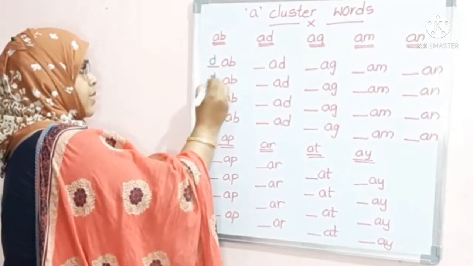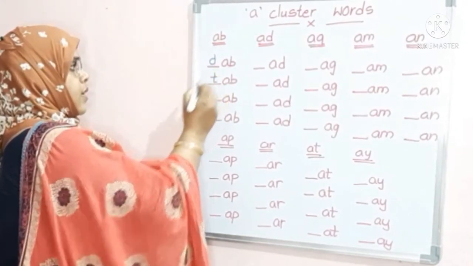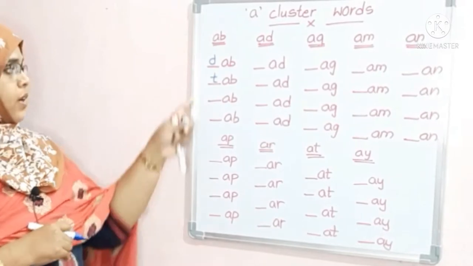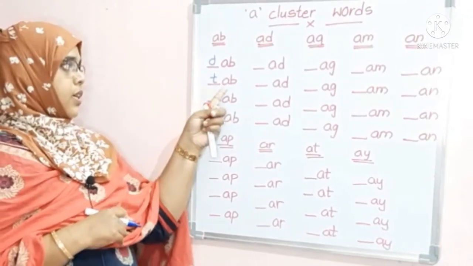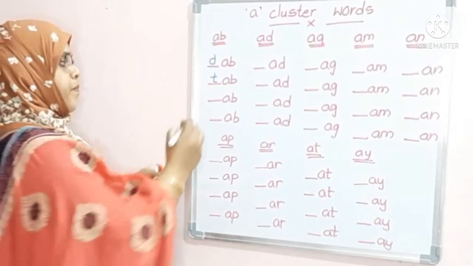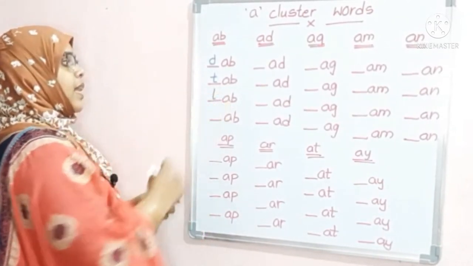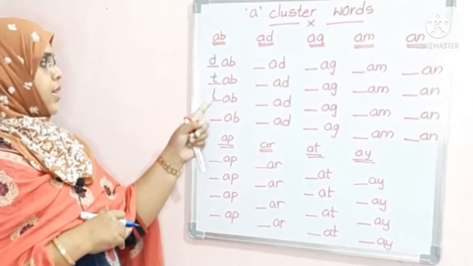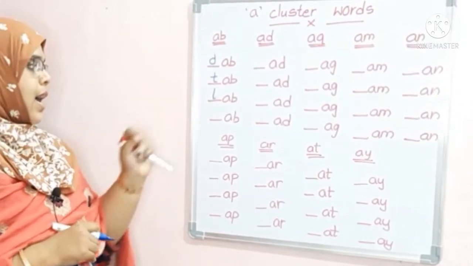If you are writing letter T here, the sound of T is T, A, B, AB. T, AB, TAB. Sound of L is L. L, AB will be LAB.